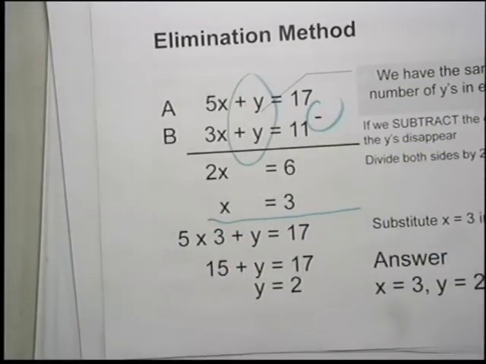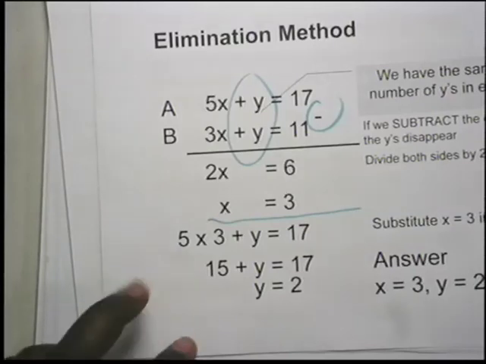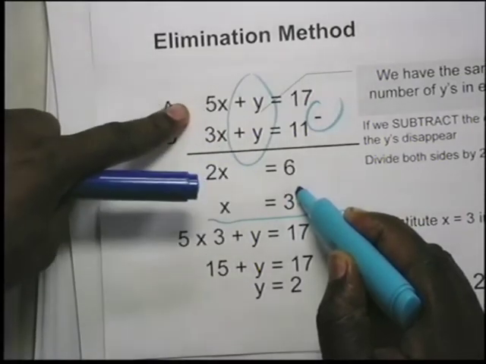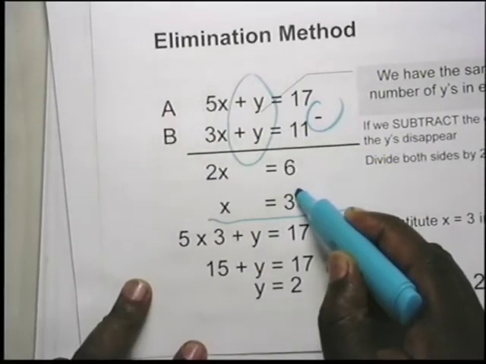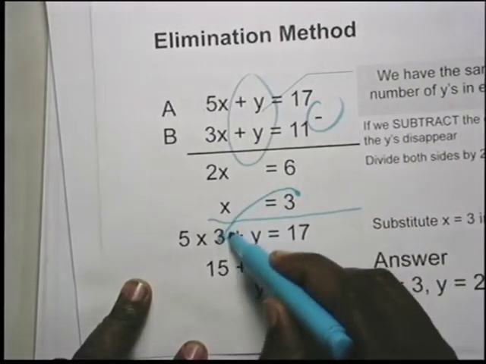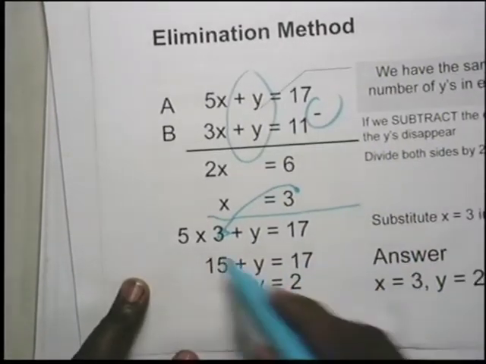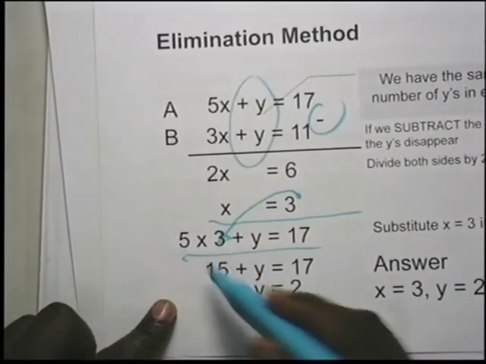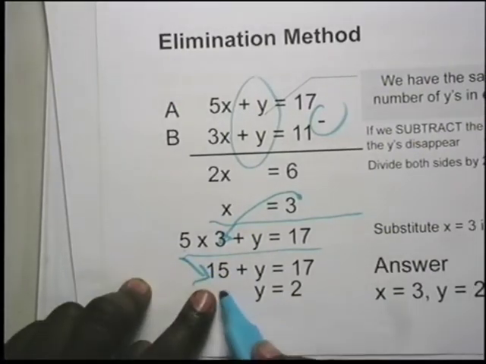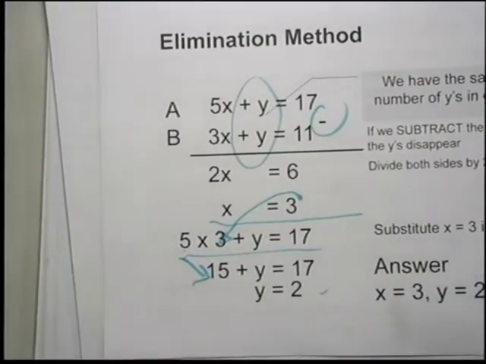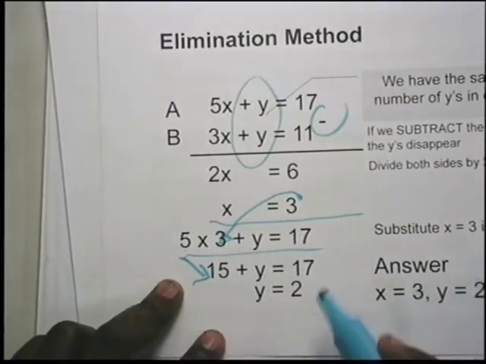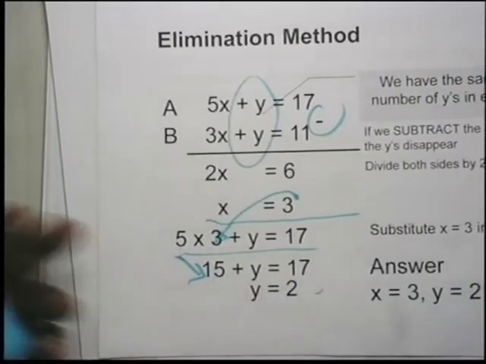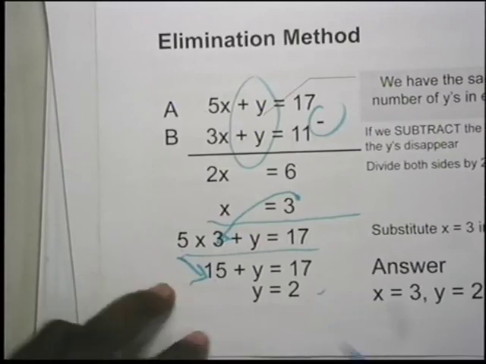Once we know that, we now know x is 3. What we have done now is take that 3 to substitute into the first equation, 5x. So it's 5 times 3, because we now know x is 3, we put our 3 there, plus y. We end up with this equation. Now 5 multiplied by 3 gives 15, and 15 plus y equals 17. It's done. We just take the 15 to the other side, it becomes negative, and then y equals 2.